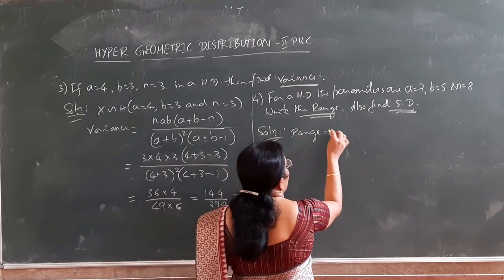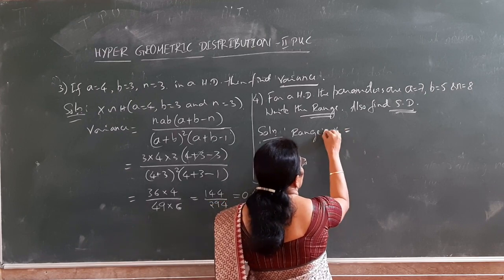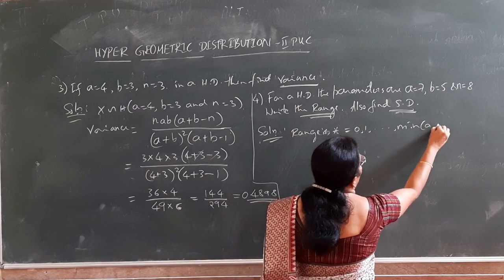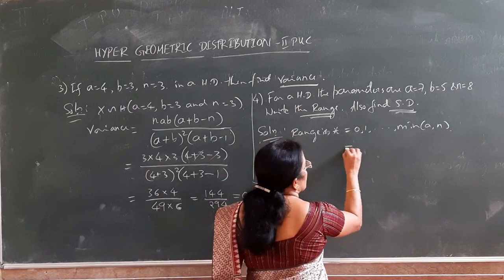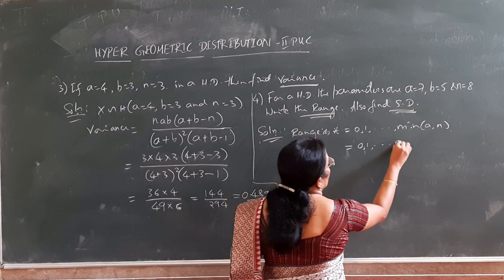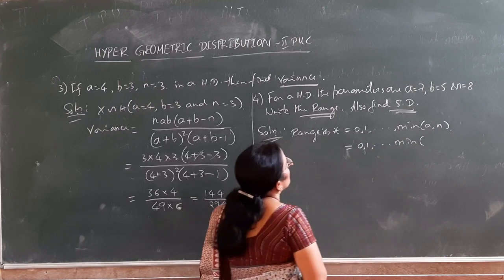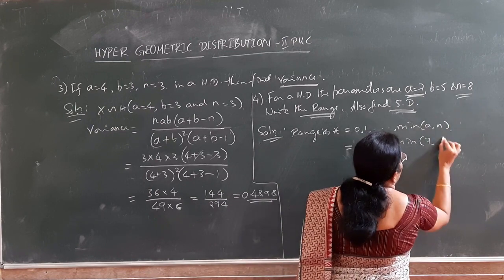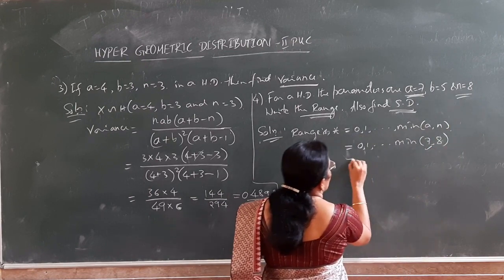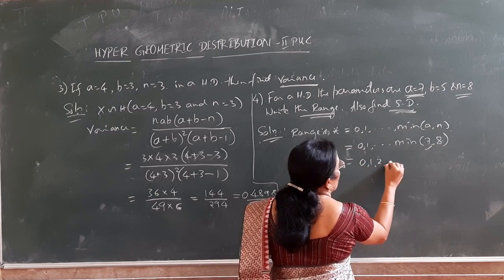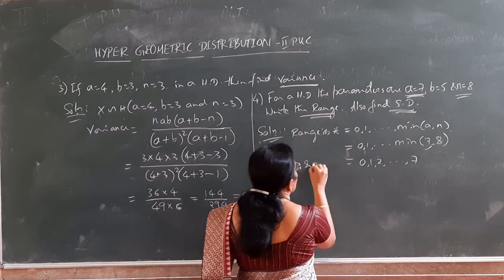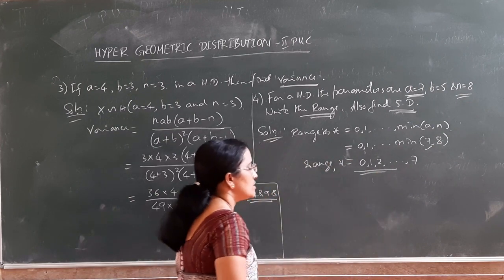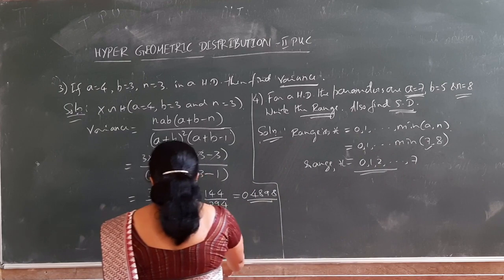Write the formula first. Range: X equal to 0, 1, 2 up to minimum of A, N, right? Which is equal to 0, 1 up to minimum of, substitute the values of A and N. What is given? A is 7 and N is 8. Which is minimum? 7 is minimum. So 0, 1, 2 up to 7. This is how to write a range. X equal to 0, 1, 2 up to 7.